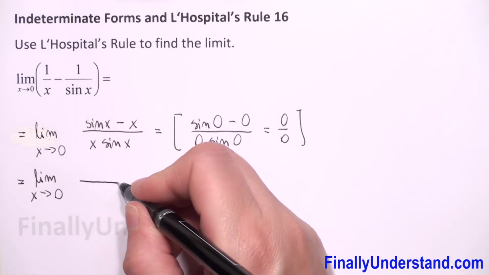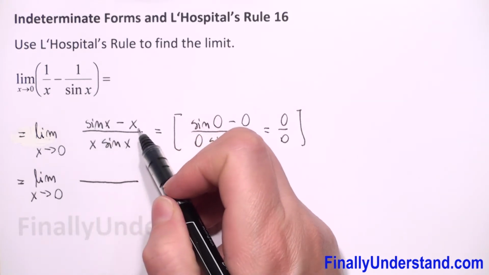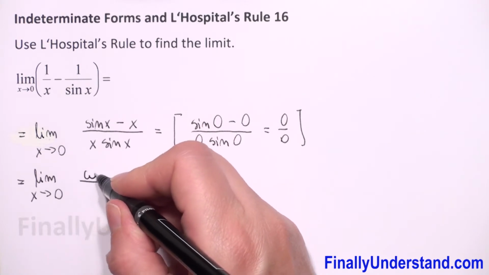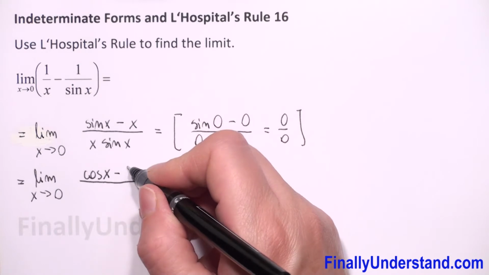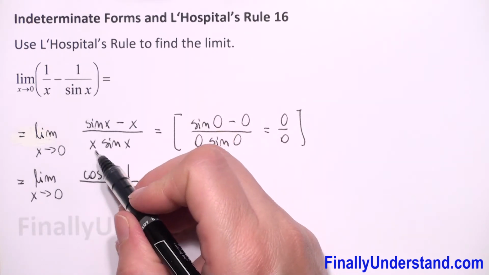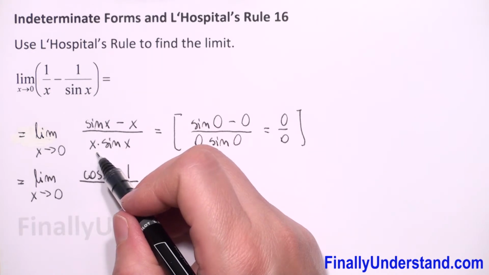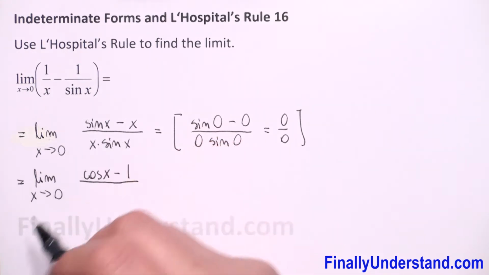will be, first we have to find the derivative of function which is in numerator. Derivative of sine is cosine of x. Derivative of x is 1. In denominator we have x times sine of x. We have multiplication, so to find the derivative of this function we have to use product rule.